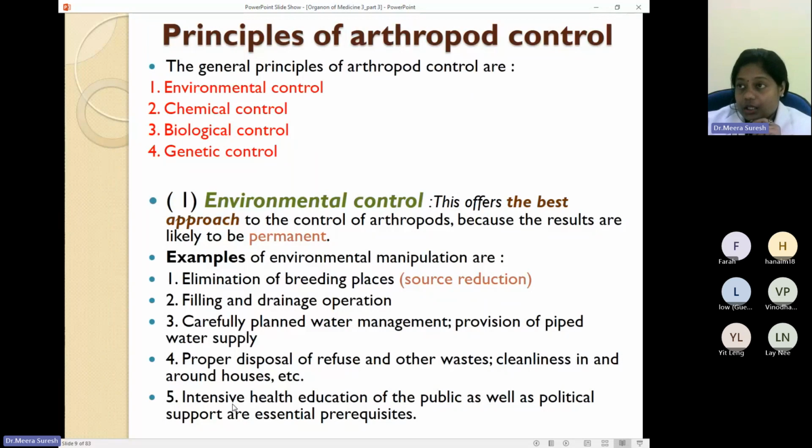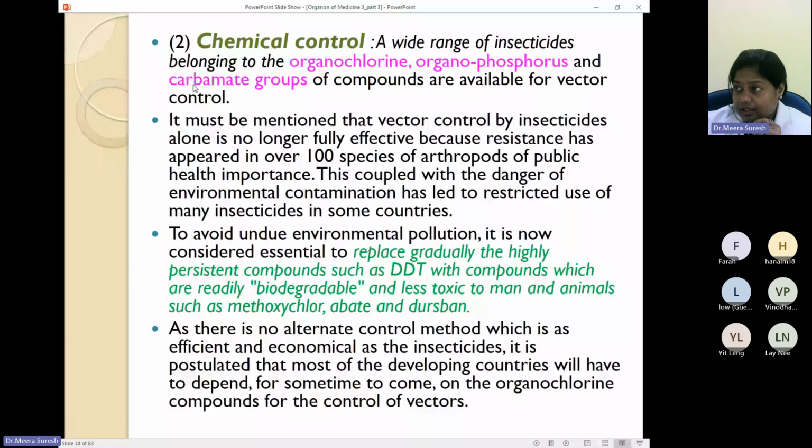So the most ideal method to introduce environmental control is giving proper health education, and political support is also very important to make the necessary policies, etc. So that is about environmental control. Then chemical control.